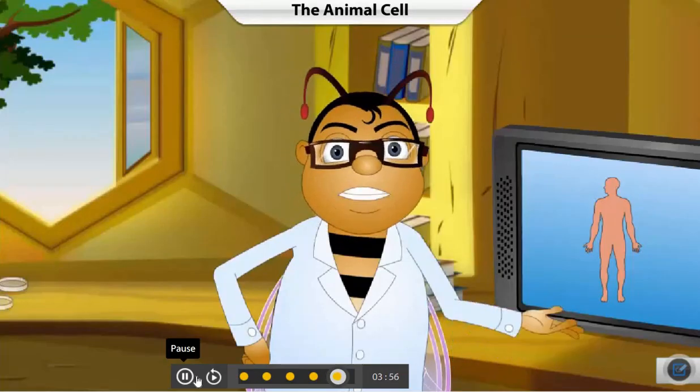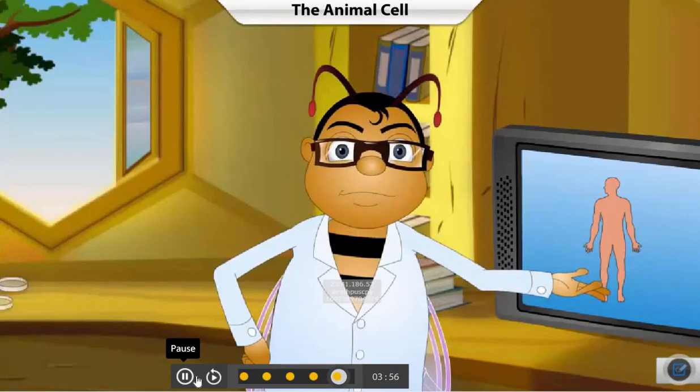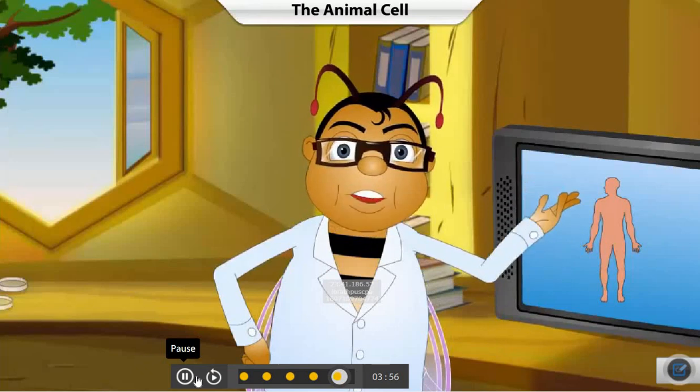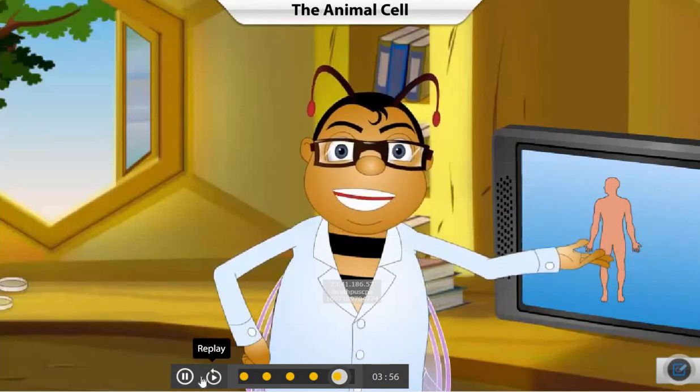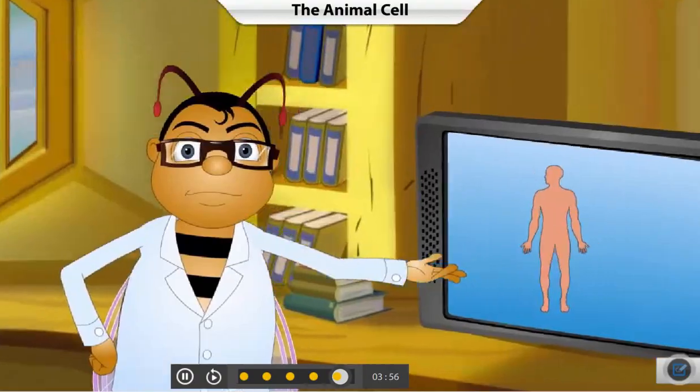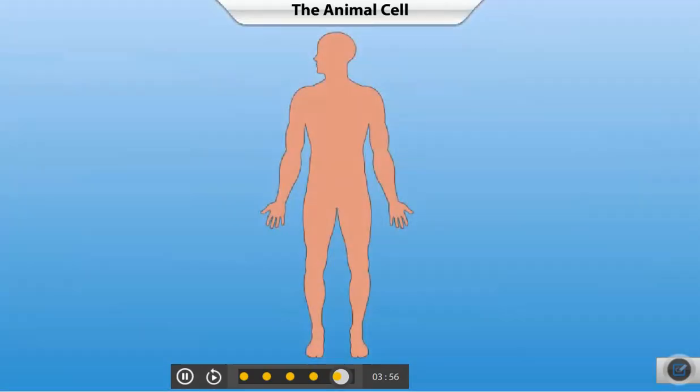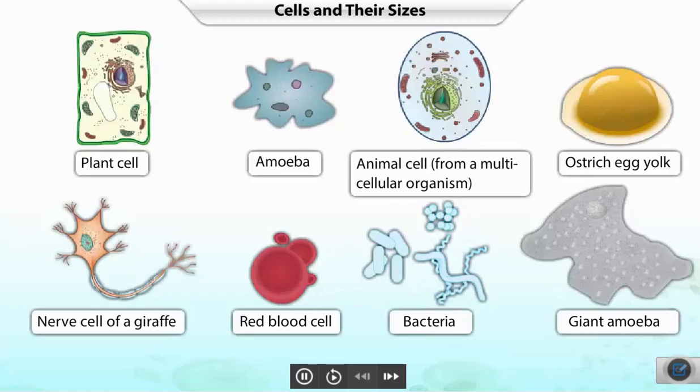If plants are so complicated, can you imagine how complex animal bodies are? They have lots of cells. So where do you think the cells are in an animal body? Of different sizes. Most are quite tiny, smaller than a millimeter in size, and cannot be seen with the naked eye.